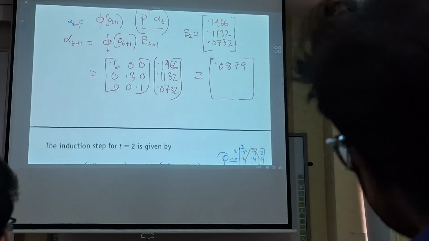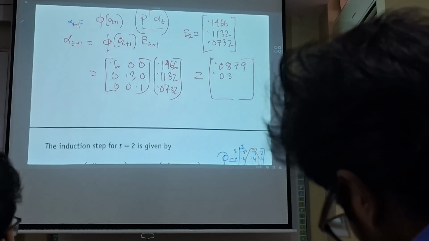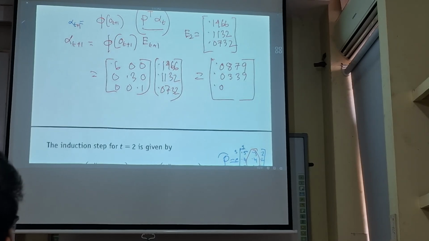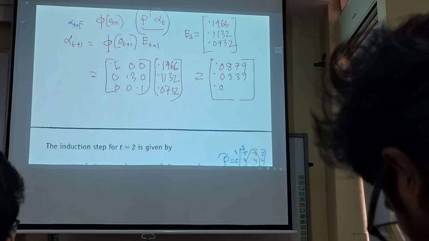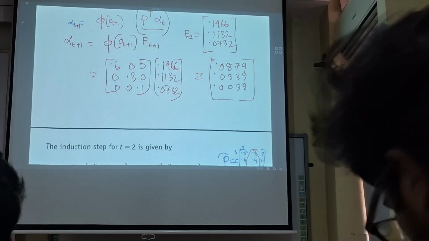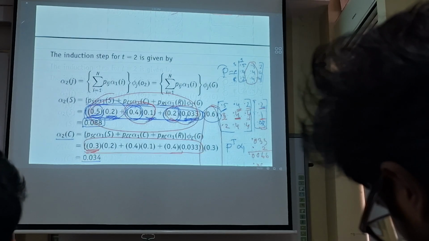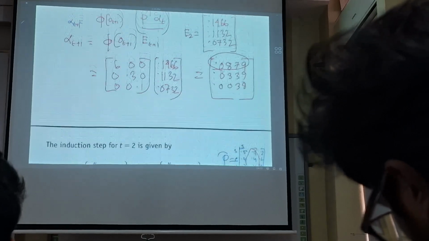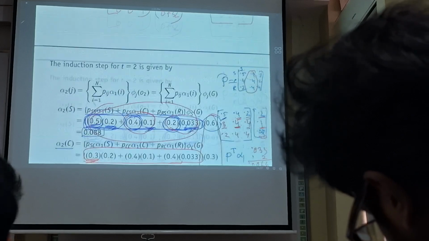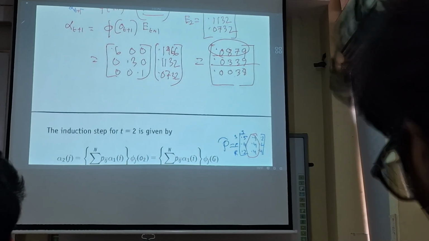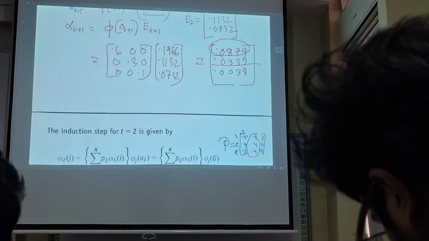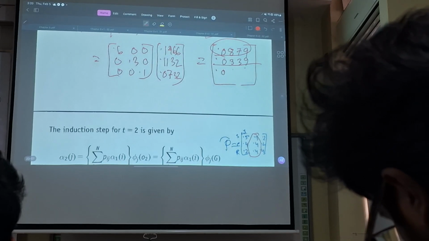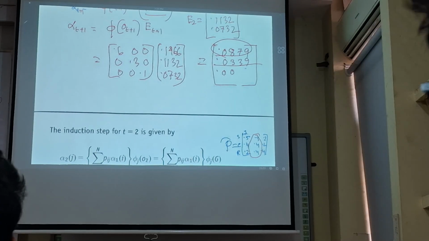0.0879, 0.0339, then 0.0038. Okay, if these are the values, then we can check it. The first one is 0.088, done. Second one is 0.034, done. Third one is 0.007. Oh, I have the same value. This one is 0.007. This value is 0.007.